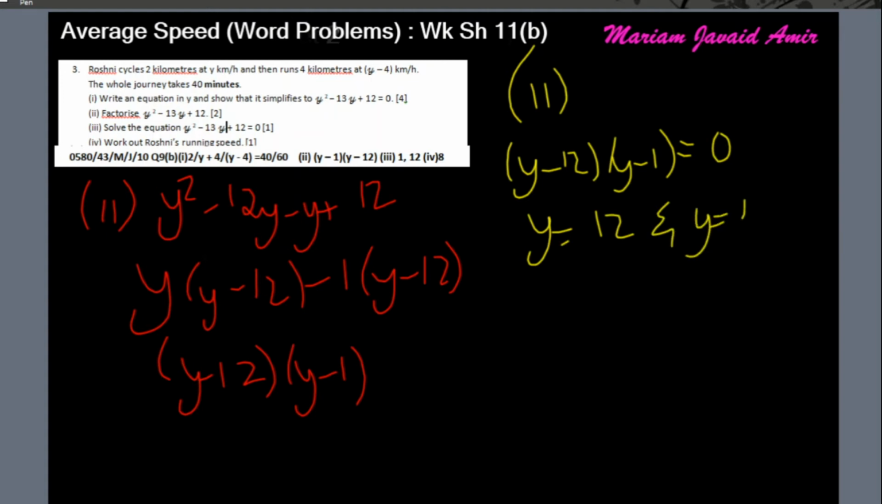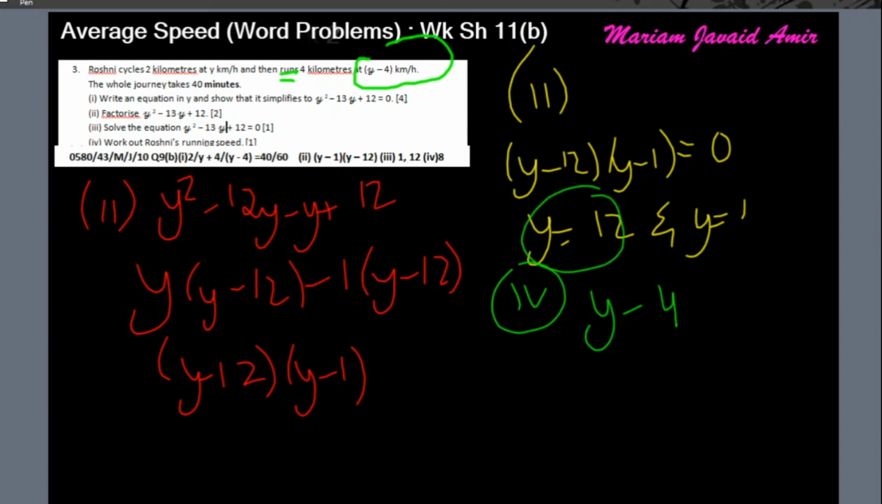Part 4, work out Roshni's running speed. Her running speed is y minus 4, as told here. Now we'll use y equals 12, because if we use y equals 1, our speed will become negative, which is not possible. So just use y equals 12. 12 minus 4 equals 8, which is the answer.